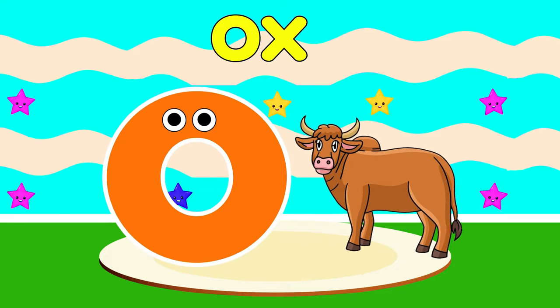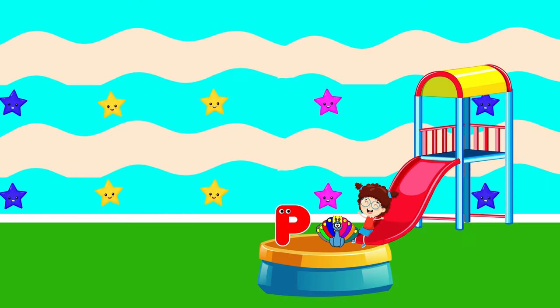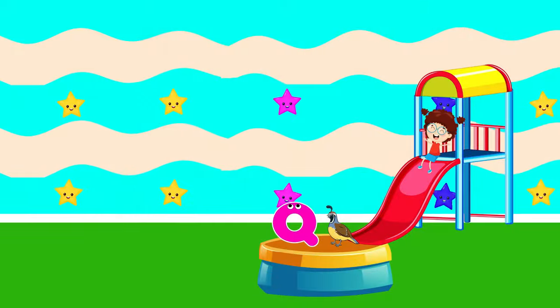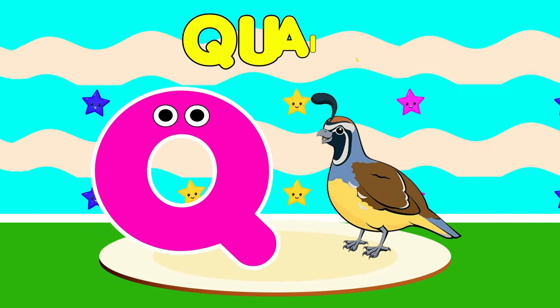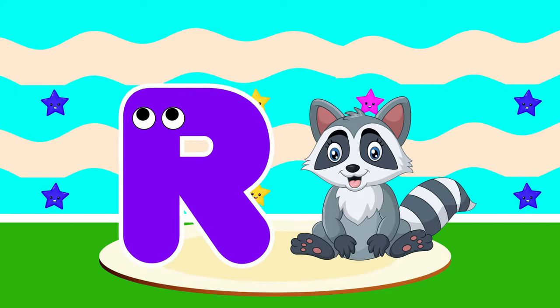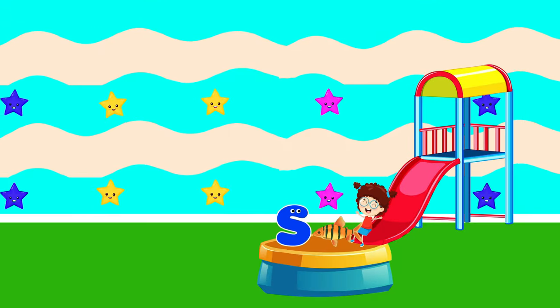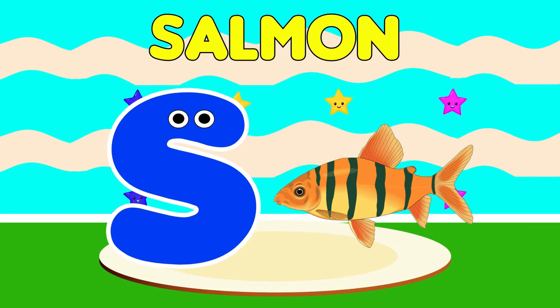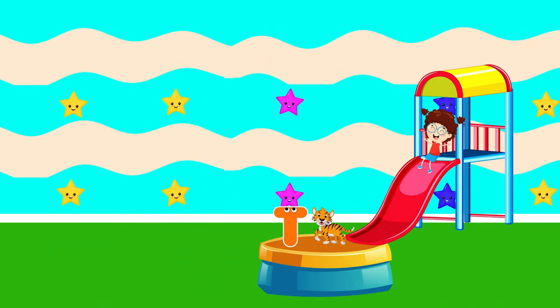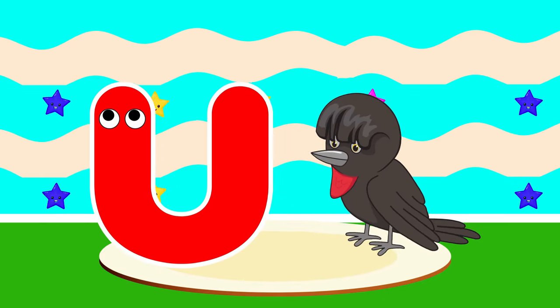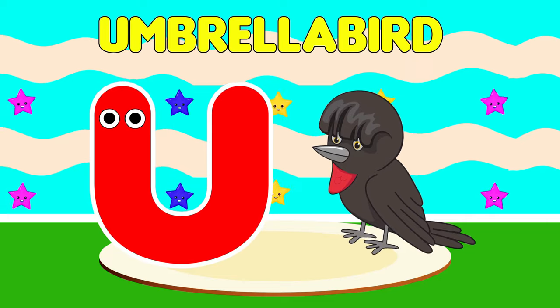O for ox. P for peacock. Q for quail. R for raccoon. S for salmon. T for tiger. U for umbrella bird.